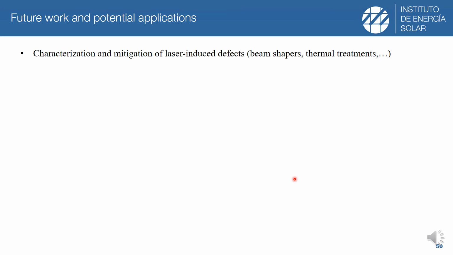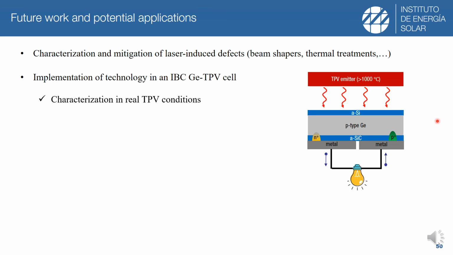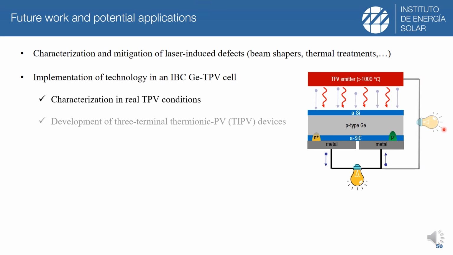So as future work, as our main concern is shunting and recombination, we will need to do more work on characterization and mitigation of laser-induced effects, for instance, using some of the potential solutions I told you about earlier. And in case we resolve the formation of laser-induced effects, we could implement all of the developed technology in an IBC germanium TPV cell, which could be characterized in real TPV conditions in our lab.